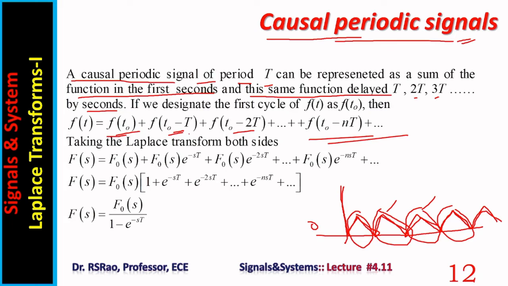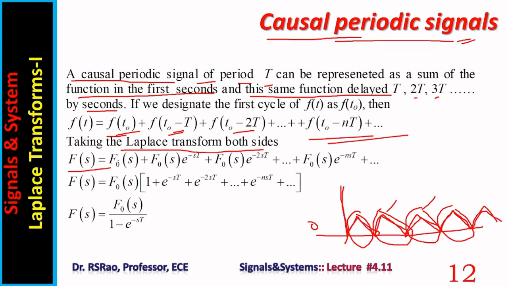Now, the Laplace transform of the causal periodic signal becomes the sum of Laplace transforms of f of t naught, f of t naught minus T, f of t naught minus 2T, etcetera. The procedure is being explained here. Taking the Laplace transform on both sides, F(s) is the Laplace transform of f of t.